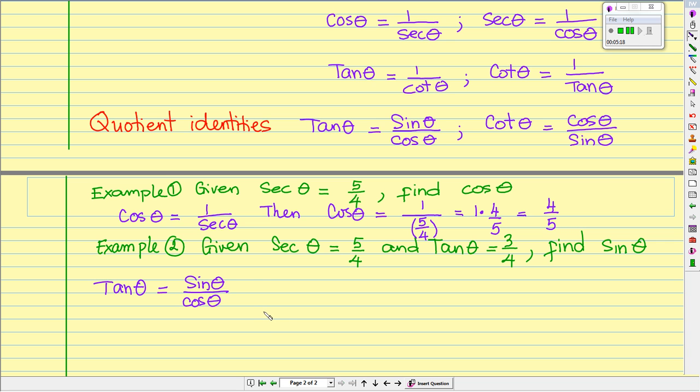And now we will substitute what we know. We know tangent is 3/4, and we also know cosine from the first example is 4/5. So I'm going to put 3/4 for the tangent, equals sine theta, divided by cosine. Now we know from example 1 that cosine is 4/5, so I'm going to put that in.